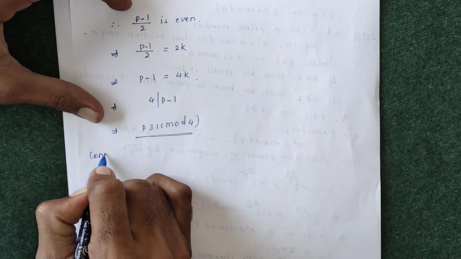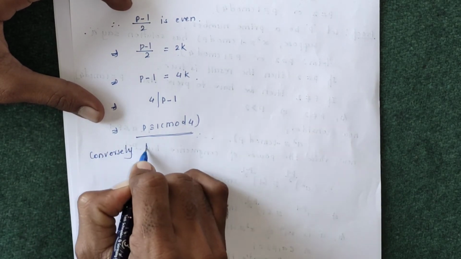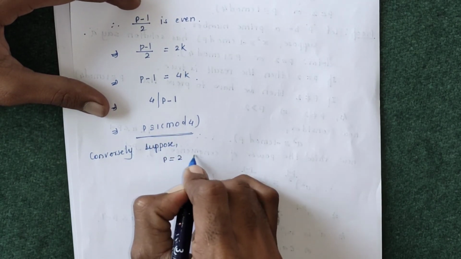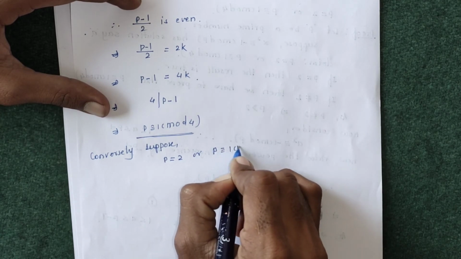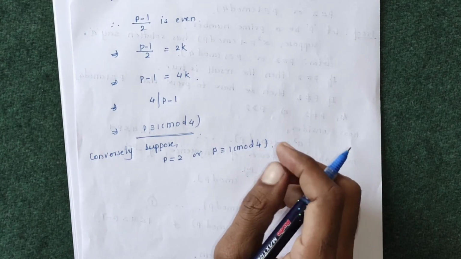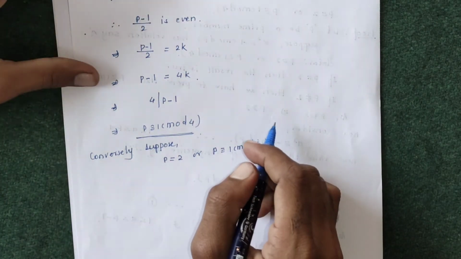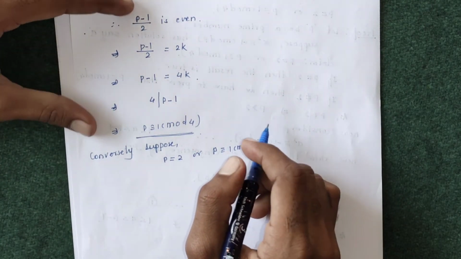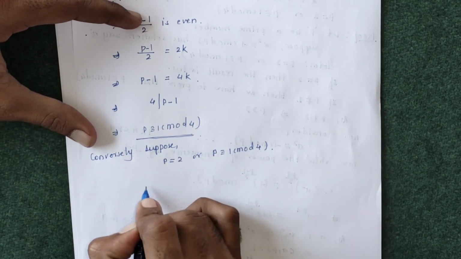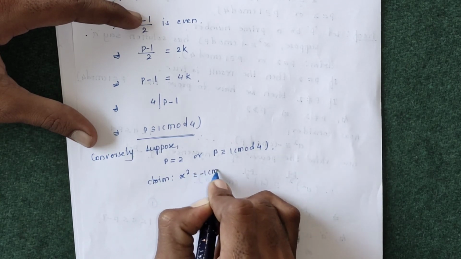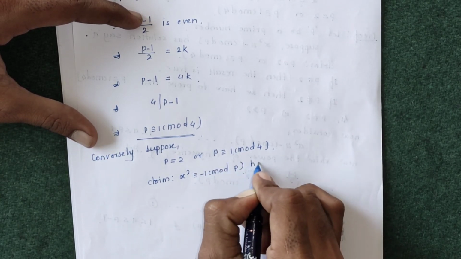Now the converse part. Conversely, suppose that p is equal to 2 or p is congruent to 1 mod 4. Then our claim is that x squared is congruent to minus 1 mod p has a solution.